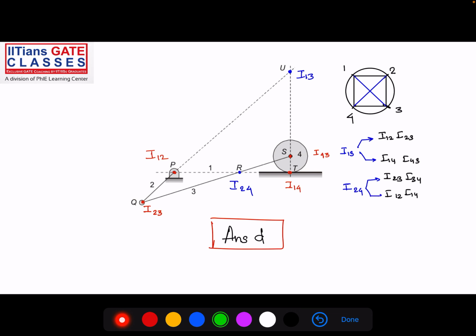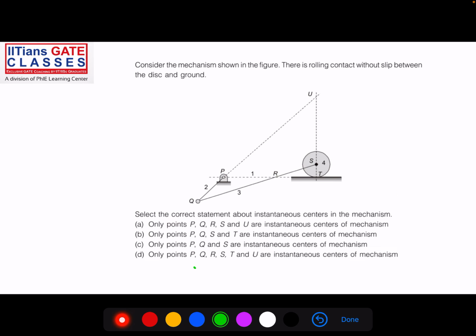Let us see, how many instantaneous centers will there be in total? There is a 4-member link. Link 1 is the fixed link, link 2 is this crank, link 3 is this connecting rod, and link 4 is the slider, this disc. So with a 4-member link, the number of instantaneous centers is equal to 4 into (4 minus 1) divided by 2, that is 3 into 2, which is 6. There are 6 instantaneous centers.